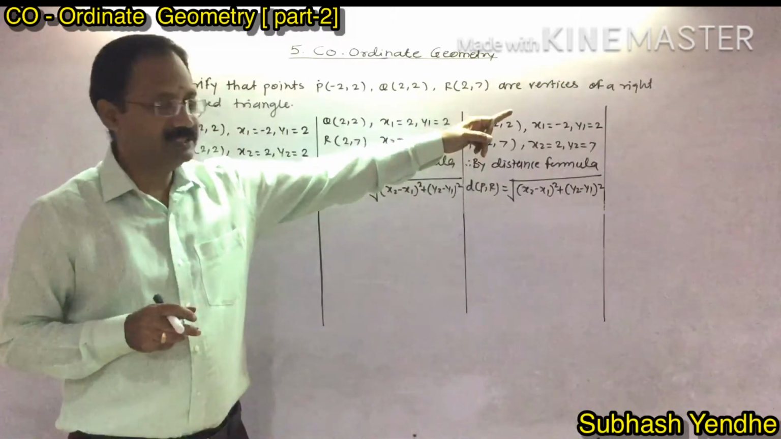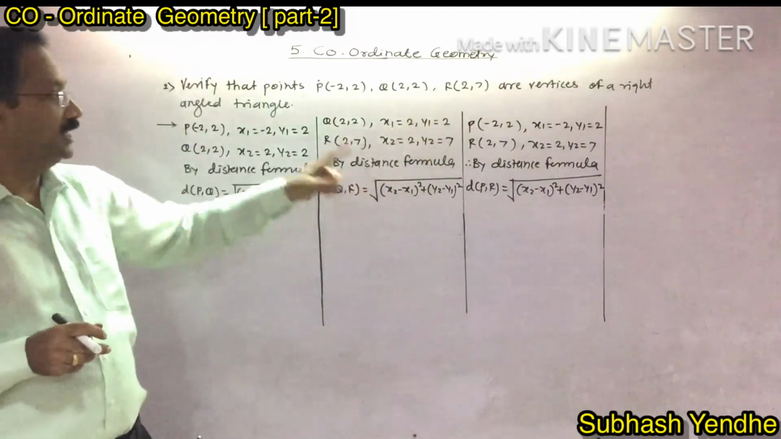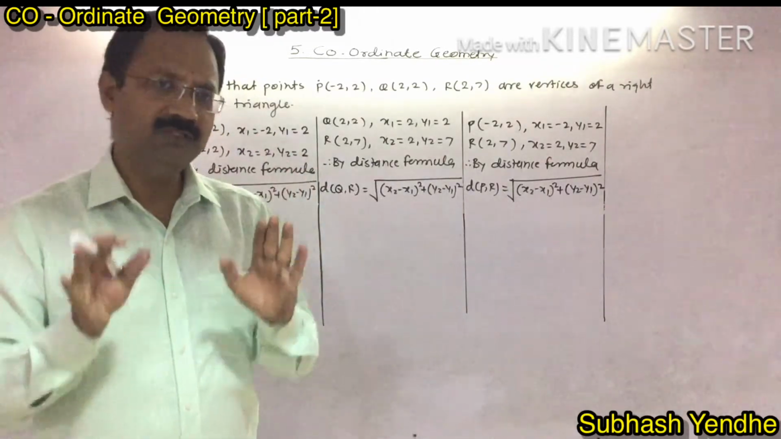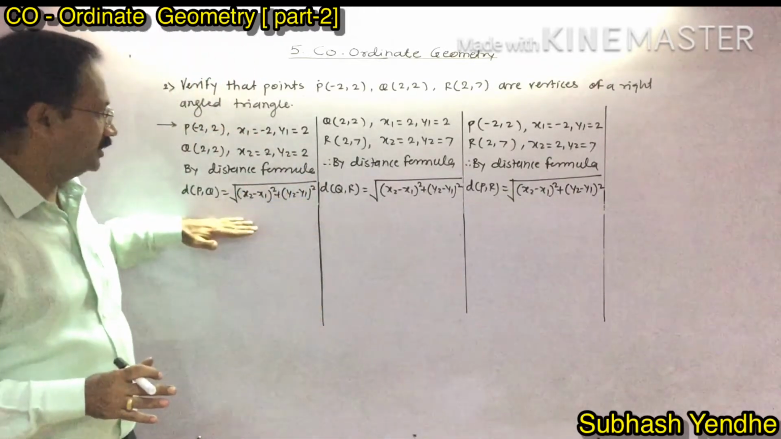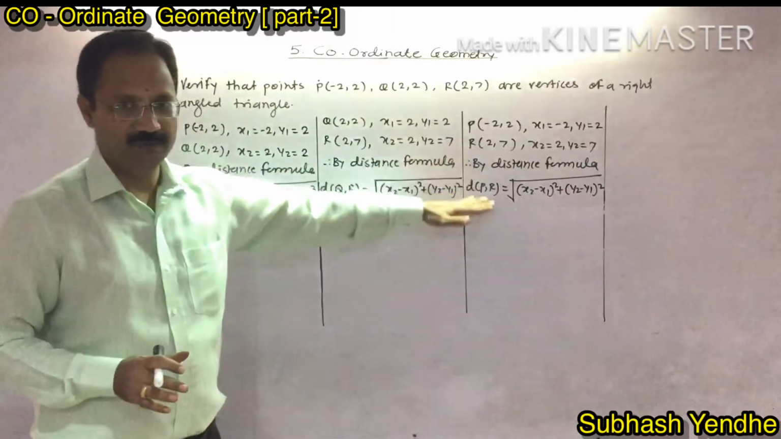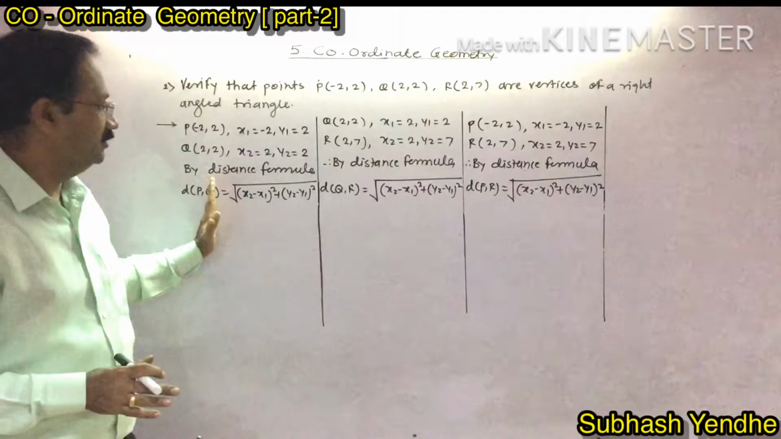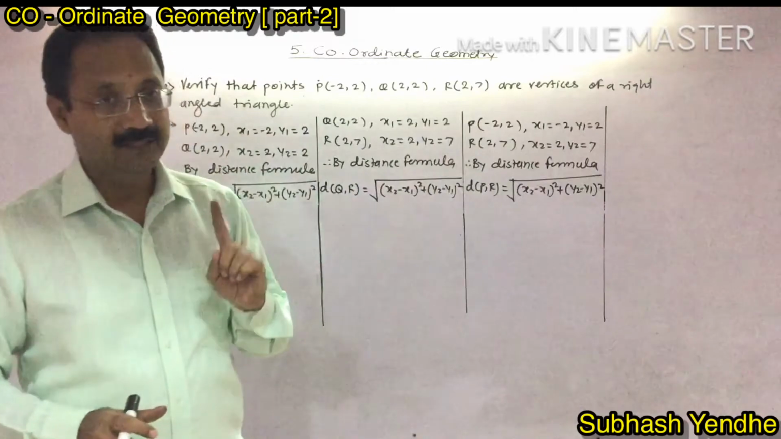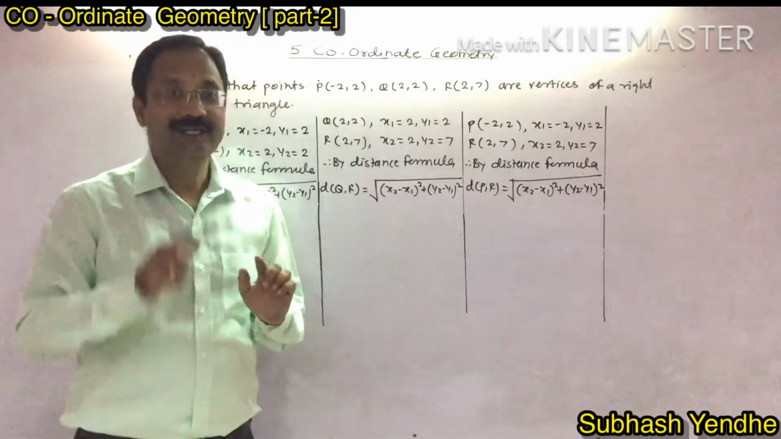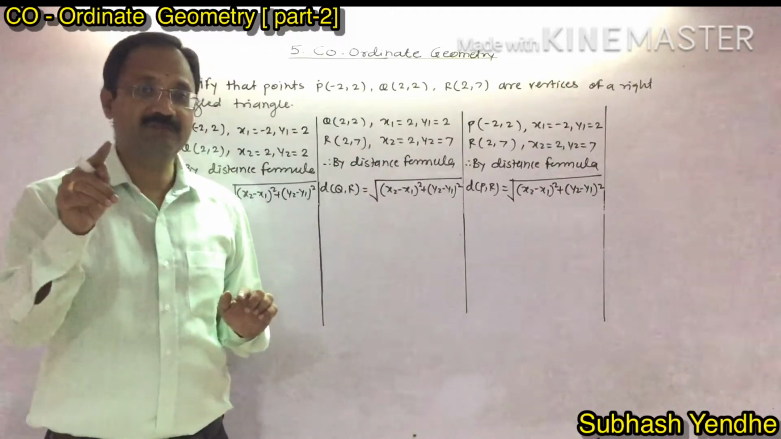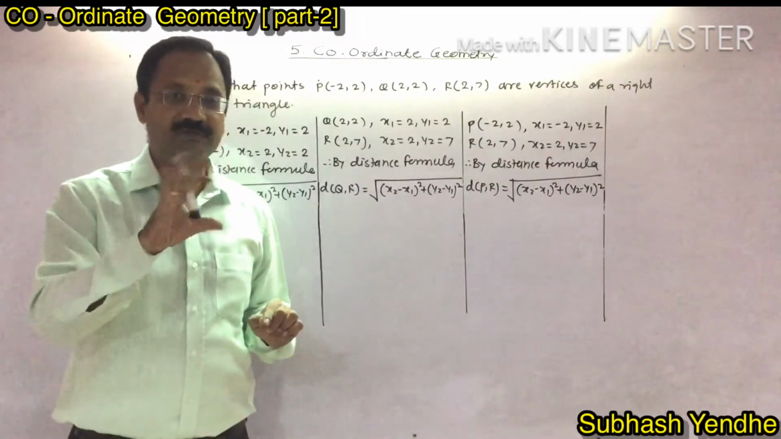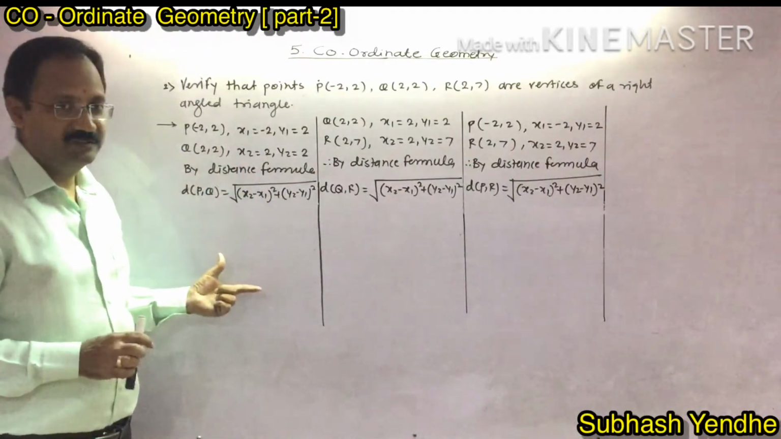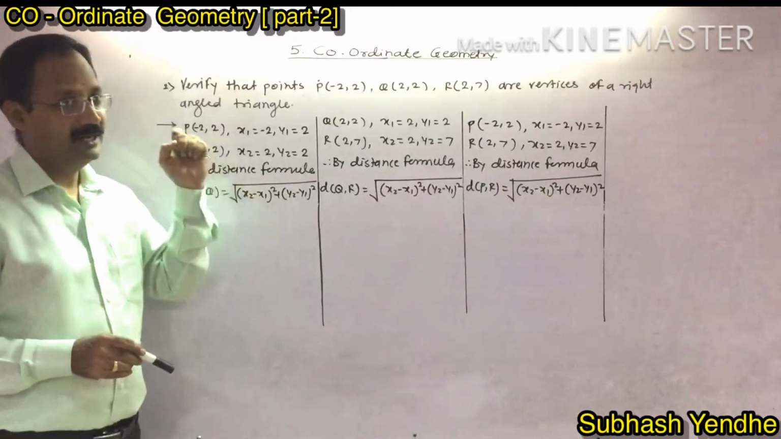But here the question is different. You have to show that it is a right angle triangle. Here you have to find out the 3 distances. I have already written the coordinates and the distance formula here. It means you have to find out the distance between PQ, then QR and then PR. But here you have to remember one extra point. It is a right angle triangle. It means hypotenuse square is equal to side 1 square plus side 2 square. So let's start to find the distances PQ, QR and PR.